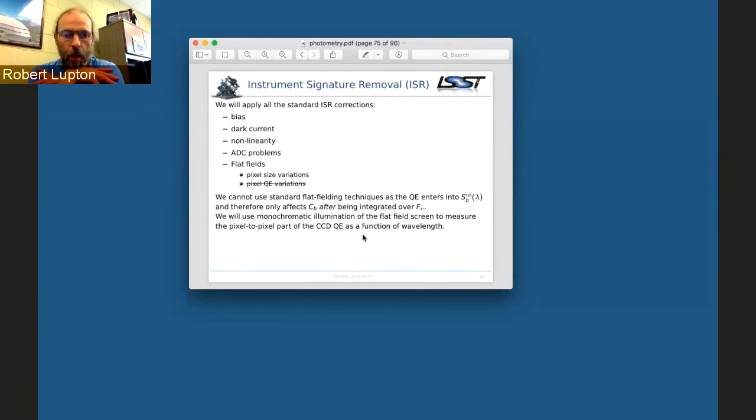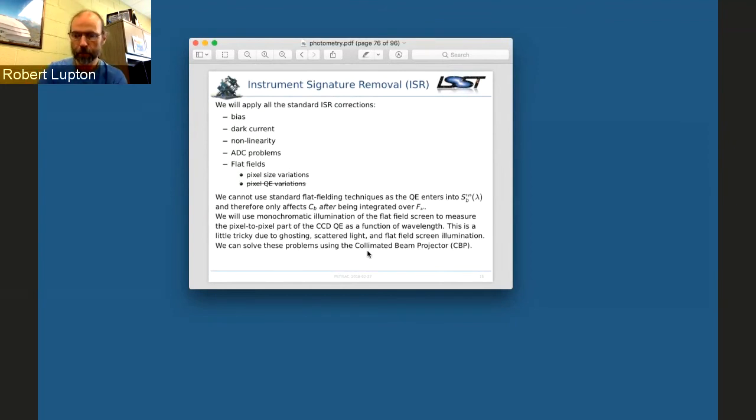Okay, so we will use monochromatic illumination in the flat field screen to measure the flat field as a function of wavelength. Now, those of you who have done this on wide field images will be thinking, but that's really tricky because of ghosting and scattered light and things like that. We have a thing called a collimated beam projector, the CBP, also known as the Stubbs machine, to deal with that. I'm not going to talk about how, but we have a cunning scheme of basically generating monochromatic star fields and dithering those around. I believe that will work.